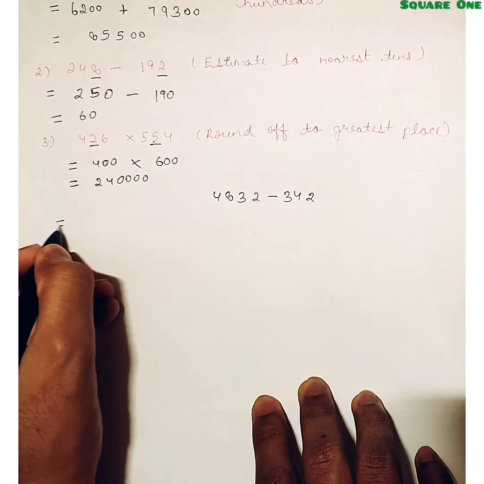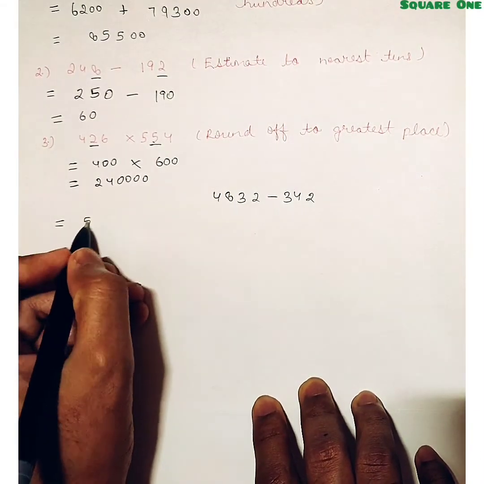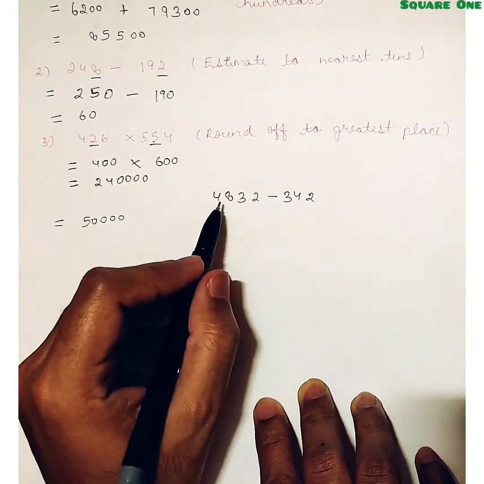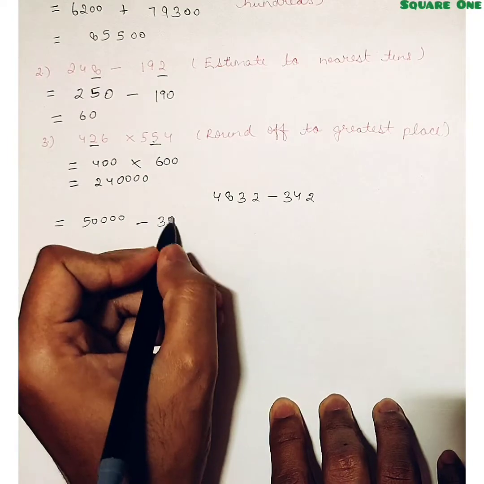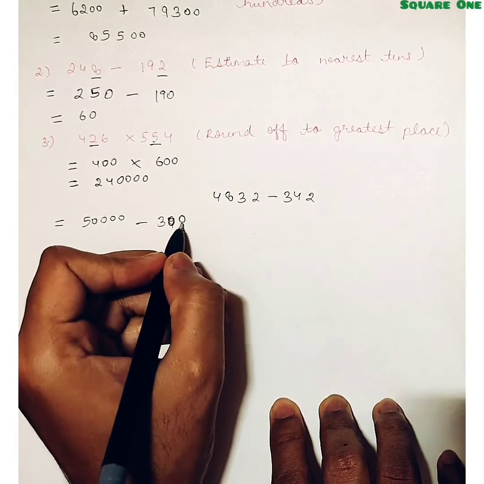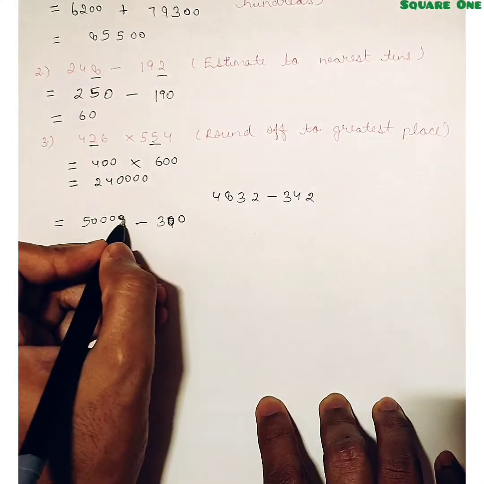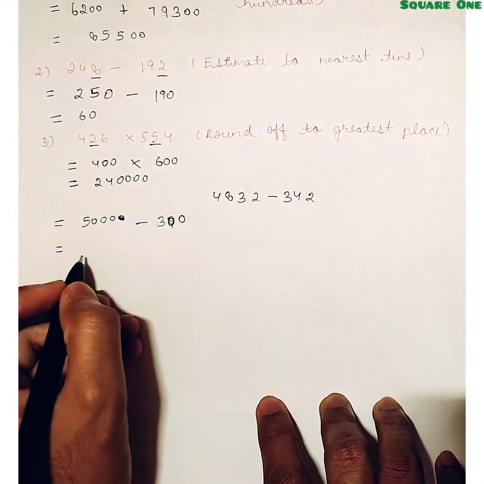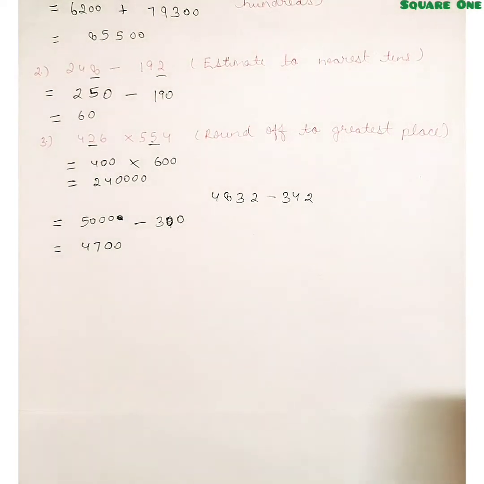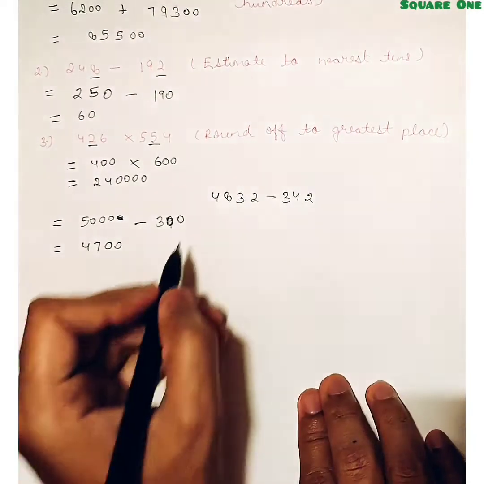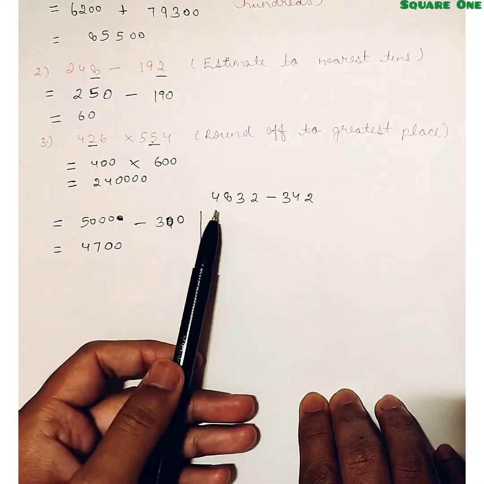So what will be the answer? 4832 will be rounded off to 5000. The other digits become 0 and 1 is added to 4. Minus 342. Minus 300, sorry. Minus 300. These digits become 0 and no change comes to 300. 5000 minus 300 will be 4700.